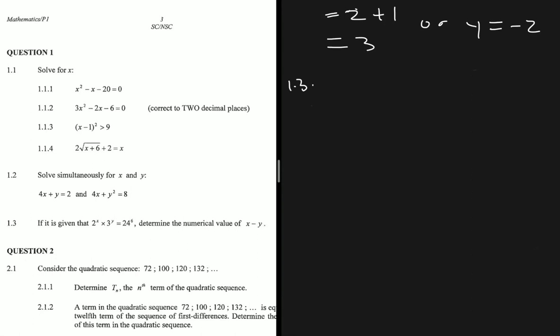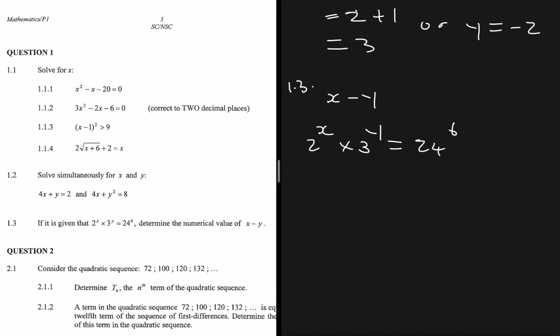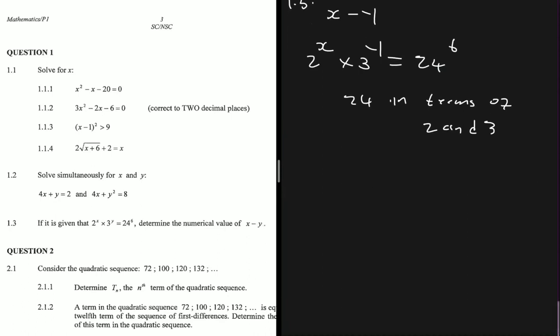1.3, we're supposed to determine x minus y if it is given that 2 to the power x multiplied by 3 to the power y equals 24 to the power 6. Usually if you're solving exponents, you write the bases in the same way and then you equate the exponents. So what this question is really asking us is to write 24 in terms of 2 and 3. That's what this question is ultimately asking us to do. So we're going to try and do that.